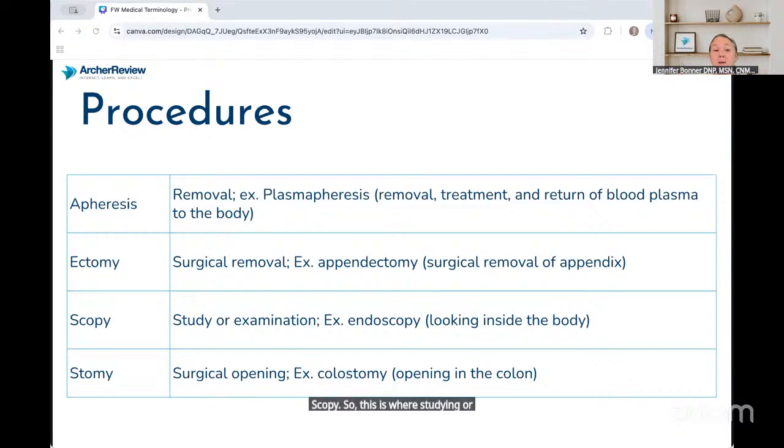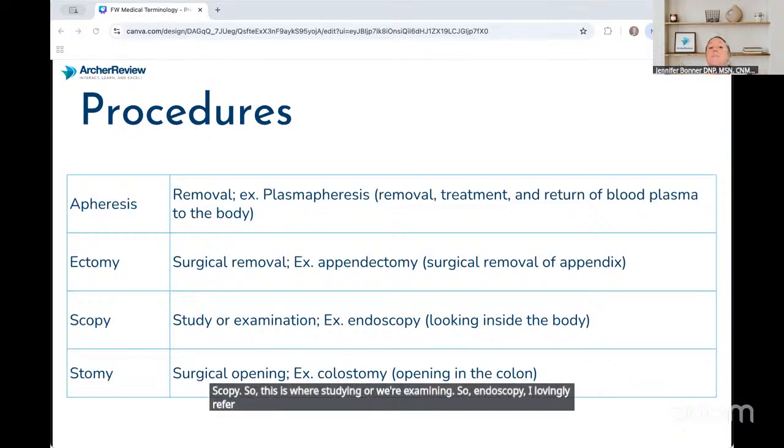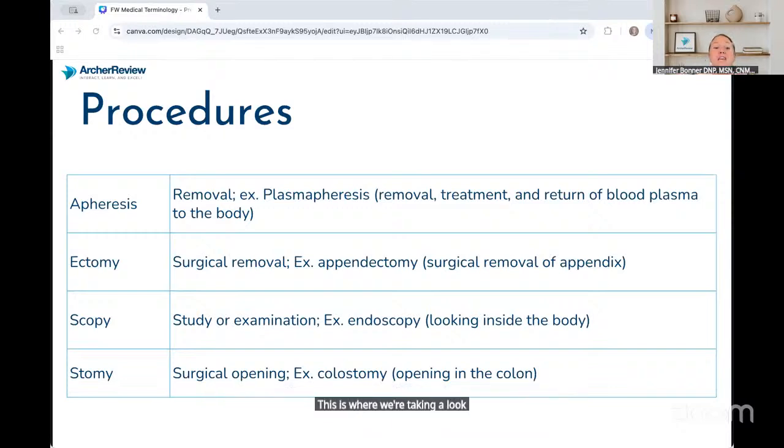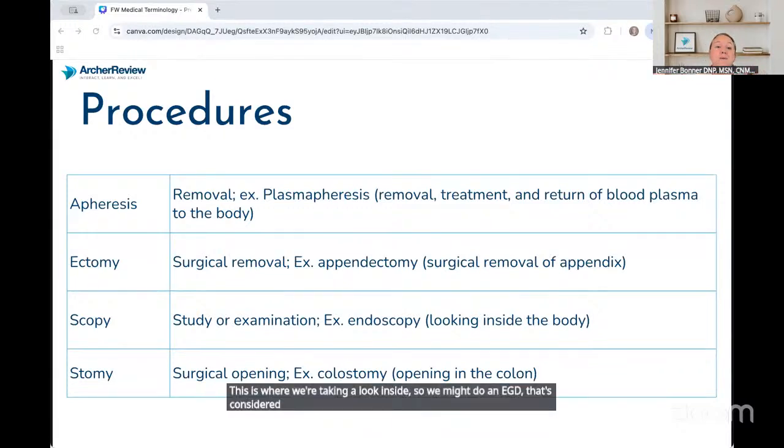So endoscopy, I lovingly refer to that as the butts and guts of the hospital. This is where we're taking a look inside. So we might do an EGD. That's considered an endoscopy. We're taking a look inside the body in the upper portion of the body. Or you can have a colonoscopy. So that's where we are examining the colon, the lower portion of the body.